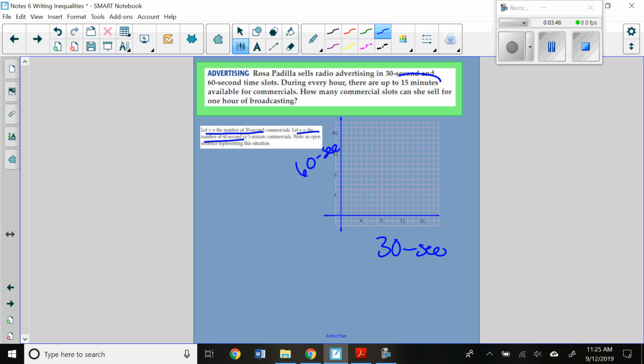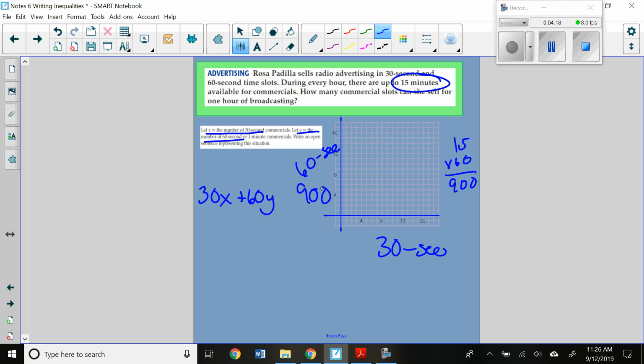Now the other thing we need to pay attention to is this gives us 15 minutes, but the commercials come in 30-second slots. So we can do this equation 2 different ways. One, I could write in my seconds, 30 seconds times how many spots I'm going to sell, plus 60 seconds times how many 60-second ones, and 15 times 60. I'm going to end up with 900 total seconds.